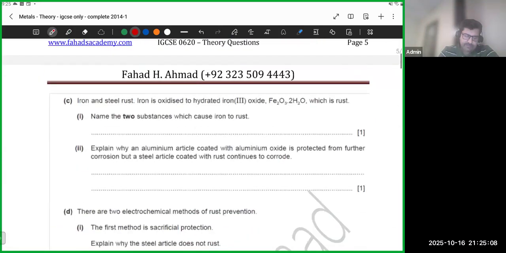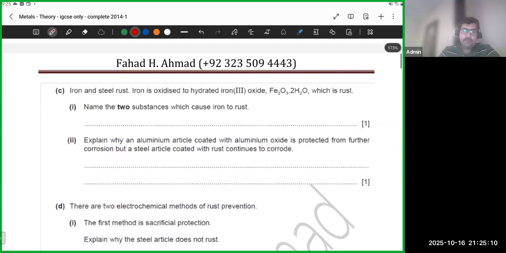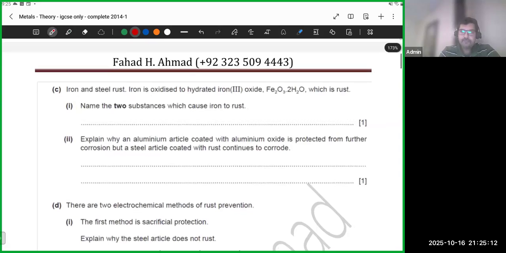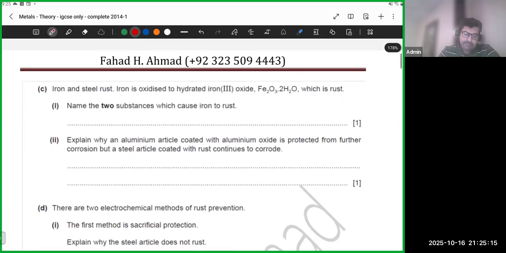Okay, what else? The question on rusting. Name two substances which cause iron to rust. So it's two substances: water and air.